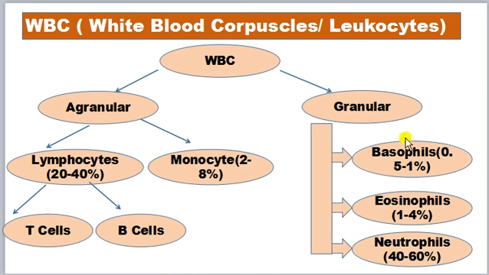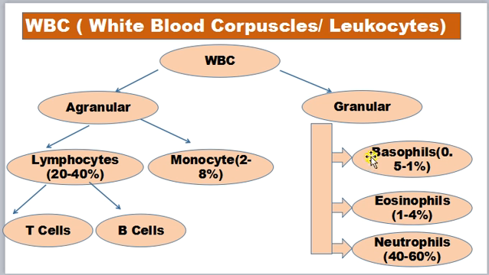Now move on to the granulocytes. That means granules are present in these types of cells. One is basophil, which is 0.5 to 1%. The other one is eosinophil, which is 1 to 4%, and the third one is neutrophil, which is present at a maximum of 40 to 60% in our immune system. So these are granular types of cells.